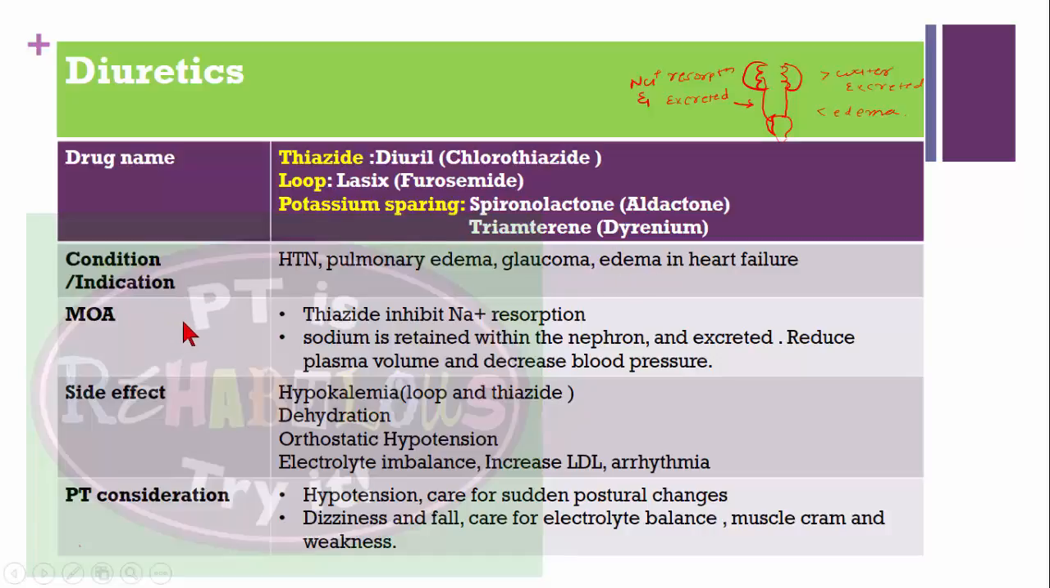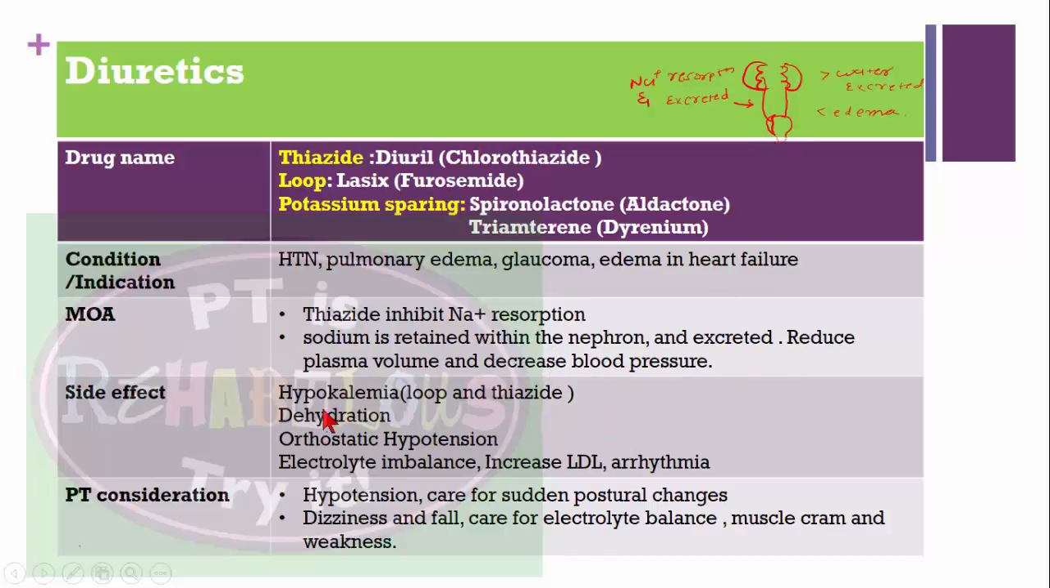The main mechanism of action of diuretics is, for example, thiazide inhibits sodium resorption. If thiazide is inhibiting sodium resorption, more sodium will be excreted from your body, so more water is excreted and there will be less edema. That's why it is used for reduction of edema in heart failure, and even if the patient has pulmonary edema, that will be removed with the help of diuretics. In hypertension, it is also used in combination with antihypertensive drugs. Sodium is retained within the nephron, it is excreted, and plasma volume is reduced. That's why your blood pressure is less.